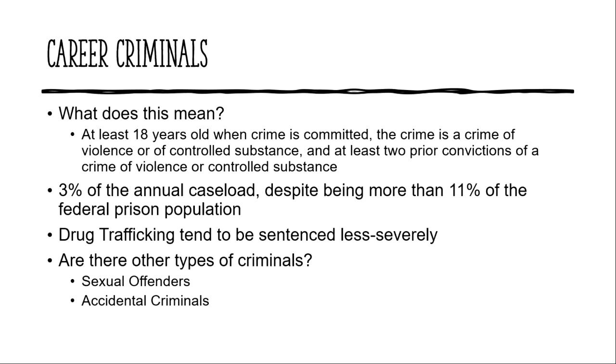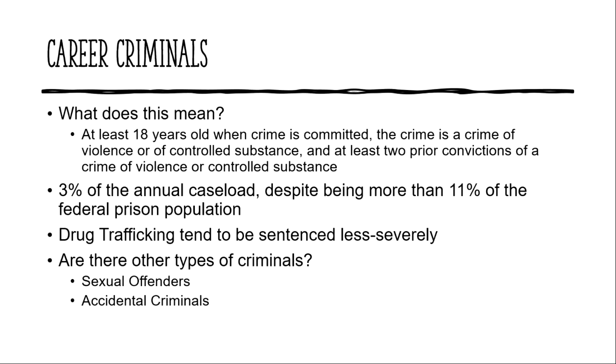So now to turn to a happier subject. Not that there can be a happier subject when talking about this, but career criminals. So what the heck is a career criminal? A career criminal is anyone that is at least 18 years old when their crime is committed that they are currently incarcerated for. The crime is a crime of violence or of a controlled substance, and they have at least 2 prior convictions of a crime of violence or controlled substance as well.